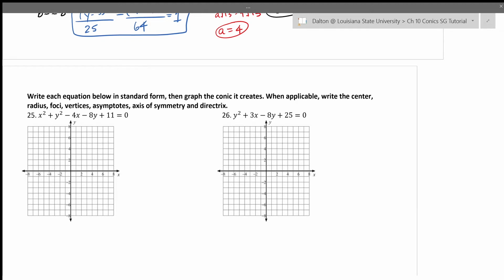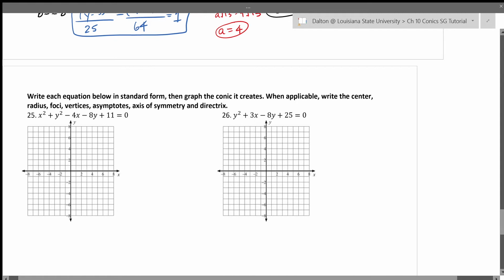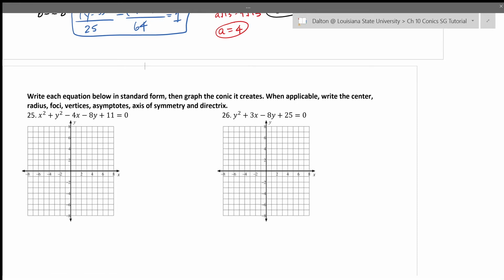Then here we have the last page of your Chapter 10 Study Guide tutorial. If you're watching this, I'll go ahead and divulge some information here. These 4 questions are almost exactly like the ones on your test. You have 4 graphs just like this. Some of the equations are in standard form, some are not.